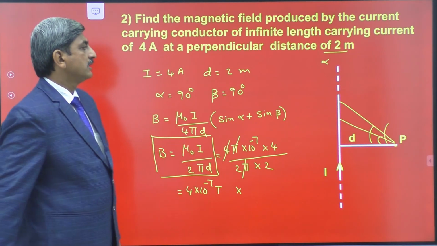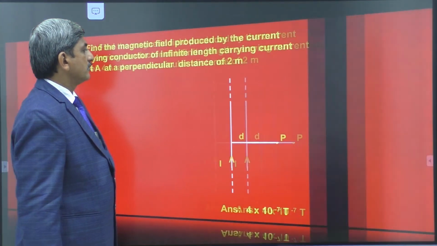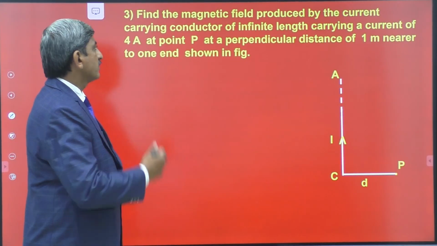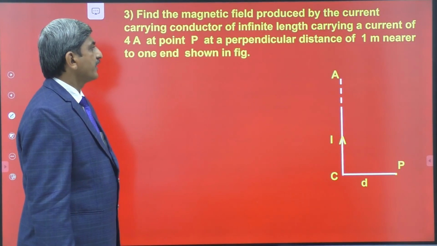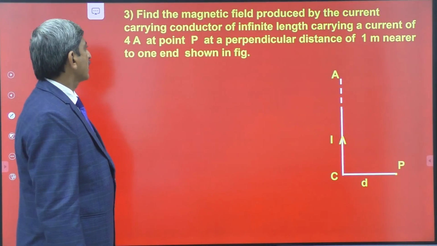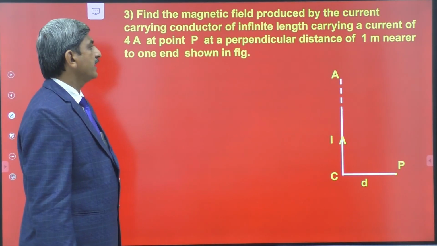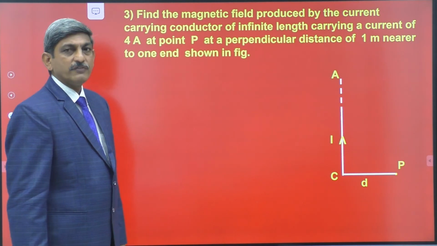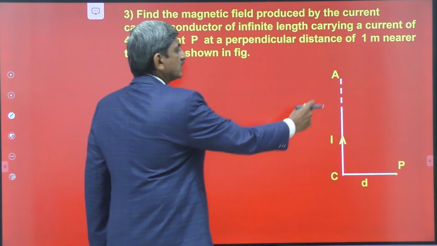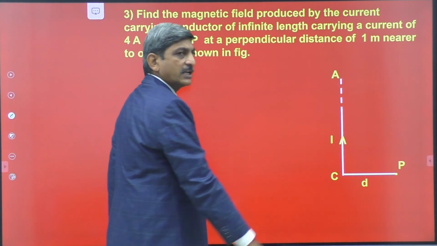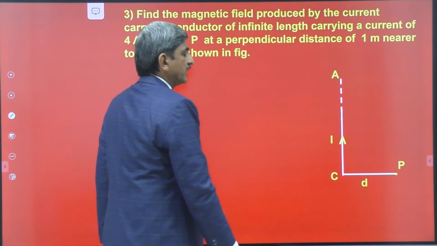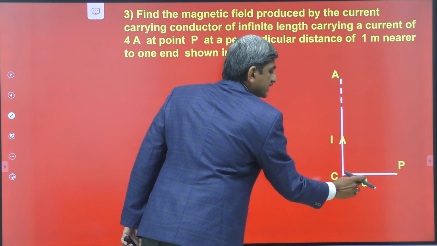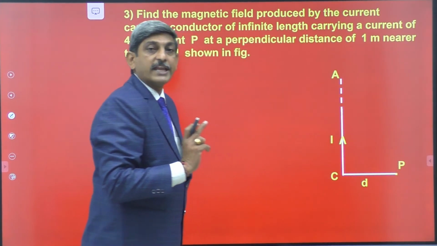Now come to the next problem. Find the magnetic field produced by the current carrying conductor of infinite length carrying a current of 4 amperes at P at a perpendicular distance of 1 meter nearer to one end shown in the figure. Here also we have the wire of infinite length, but here the point P is located at a perpendicular distance D from one end of the wire.